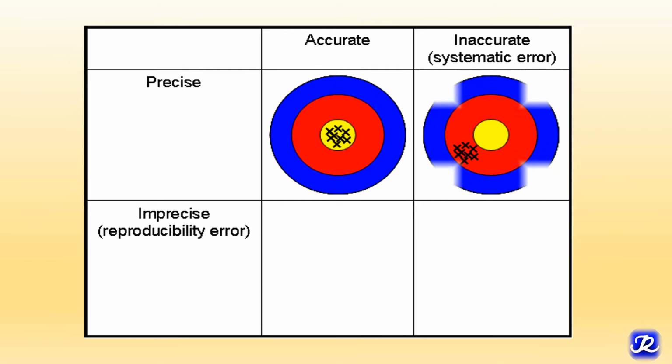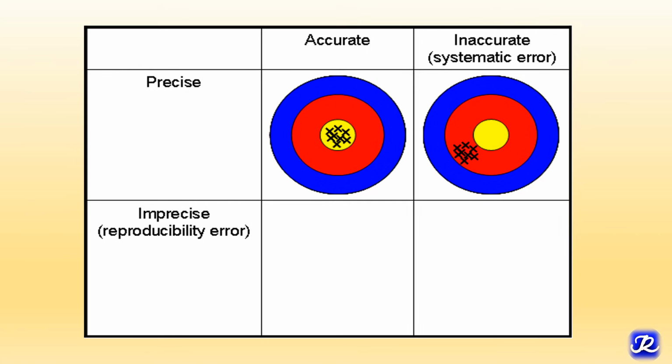Now let's take a look at this picture. Though all your hits are close to each other, they are not near your true value. They are not at the center, at the bullseye. So though they are precise, they are not accurate. This result shows inaccuracy, though precision is there.